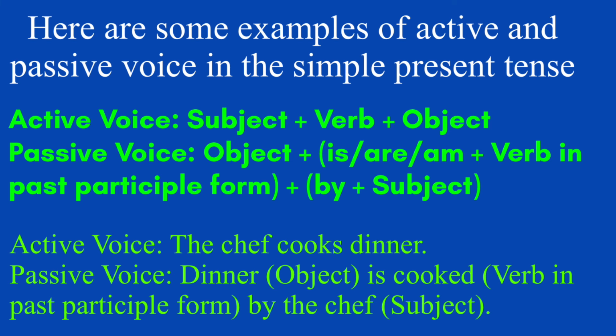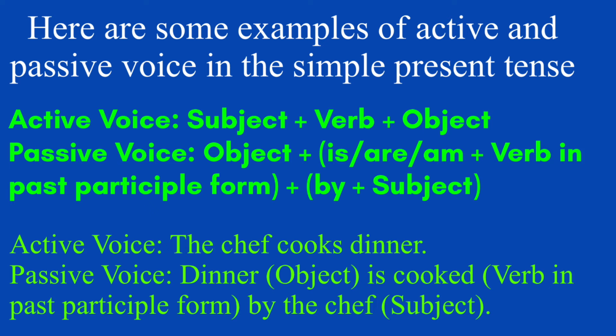Here are some examples of active and passive voice in the simple present tense. Active voice: subject, verb, object. Passive voice: object, helping verb (am, is, are), verb in participle, that is V3, and the preposition by. So this is the standard structure.